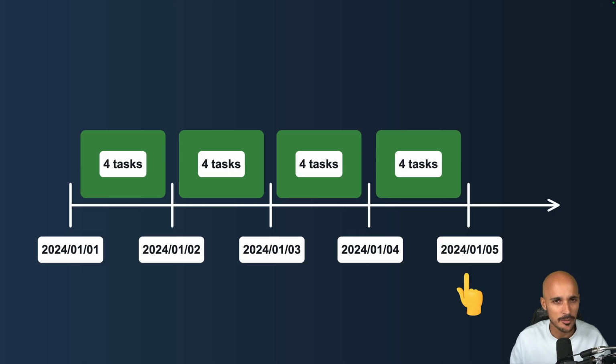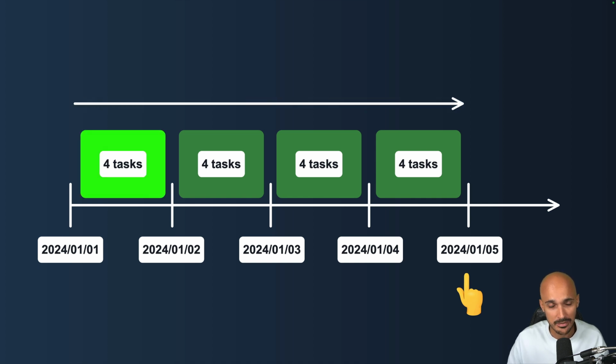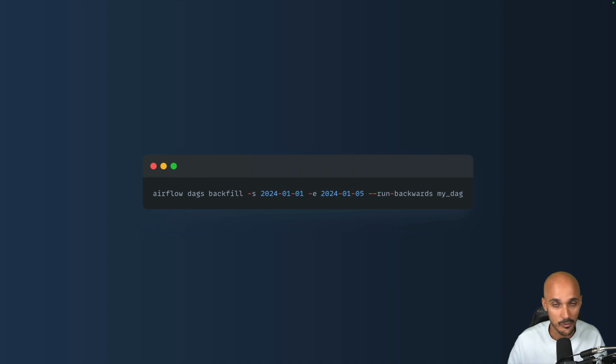Let's talk a little bit about performances and optimizations. So when you backfill a DAG, by default, it starts from the oldest to the newest DAG run. And most of the time, this is what you want, but what if you want the opposite? What if you want to start from the newest DAG run, the latest one, to the oldest? Well, this is something that you can do with another option, which is run backwards. That's a good option if you want to start with the most recent DAG runs.